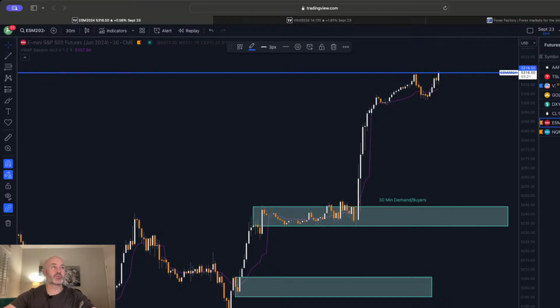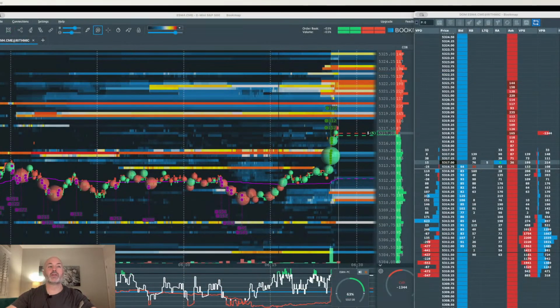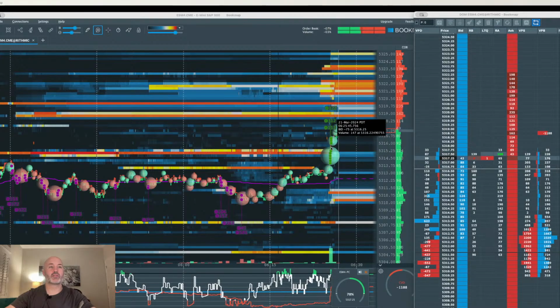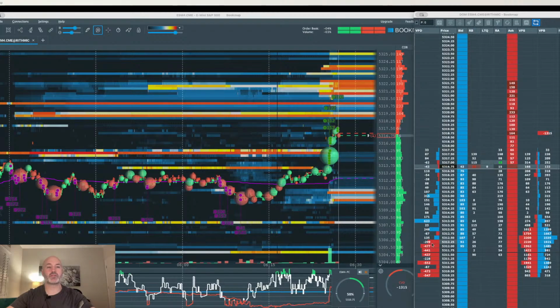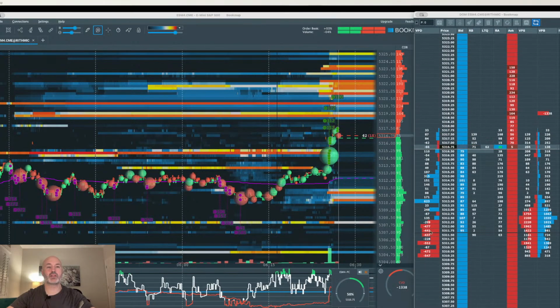So let's go back to Bookmap here. Change my screen. Massive push through up here. Sweep ESM for CME buyers at 5,317.5, 5314, 5313.50. You see the massive positive delta. Then you had a lot of negative delta here.